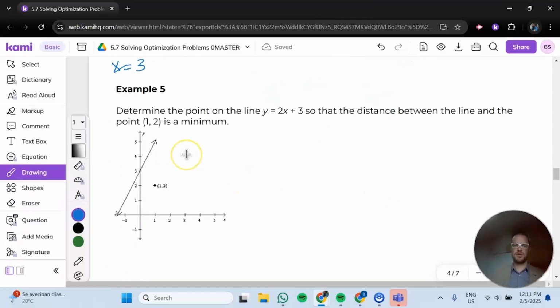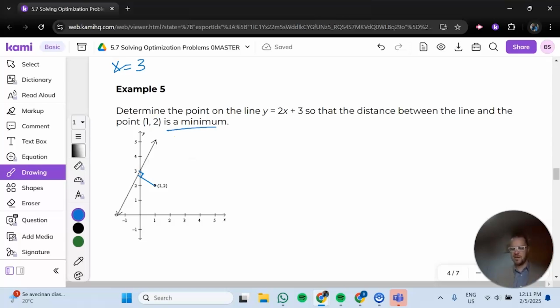Now let's take a look at this one here. So determine the point on the line y equals 2x plus 3, so that the distance between the line and the point 1, 2 is a minimum. So if you did any of these in pre-calc, you'll remember that this means that those have to be perpendicular, okay? And we want that distance to be a minimum there.